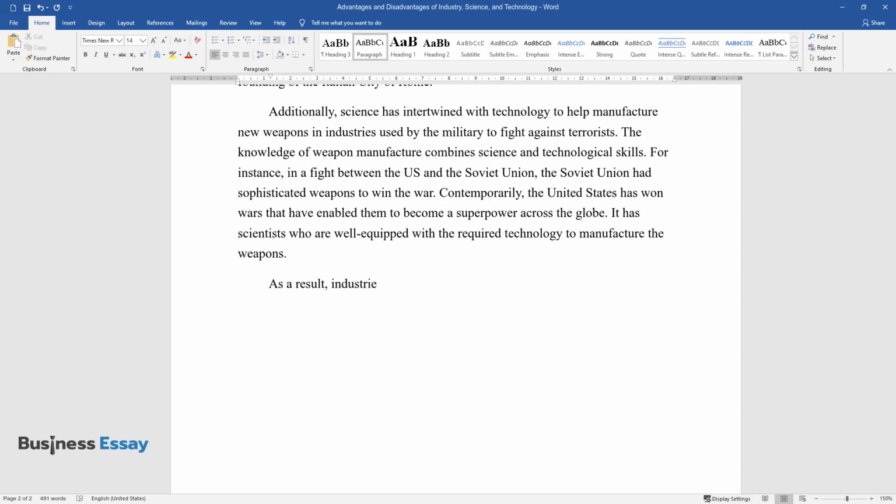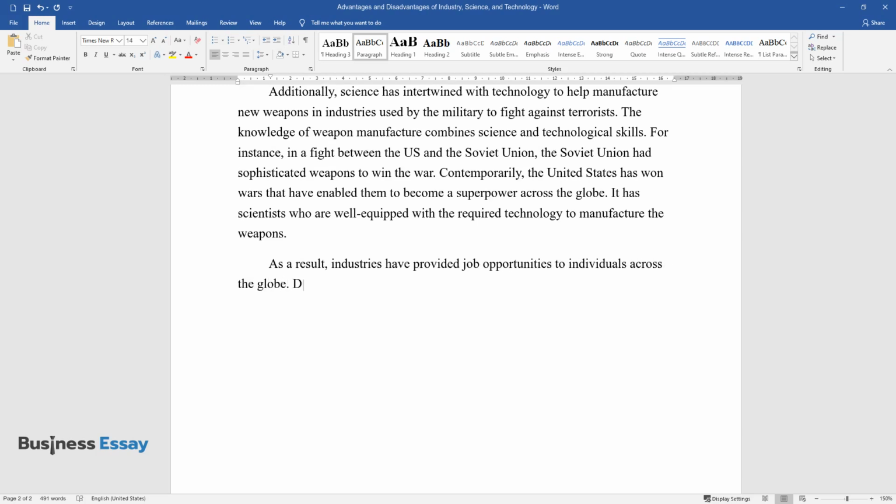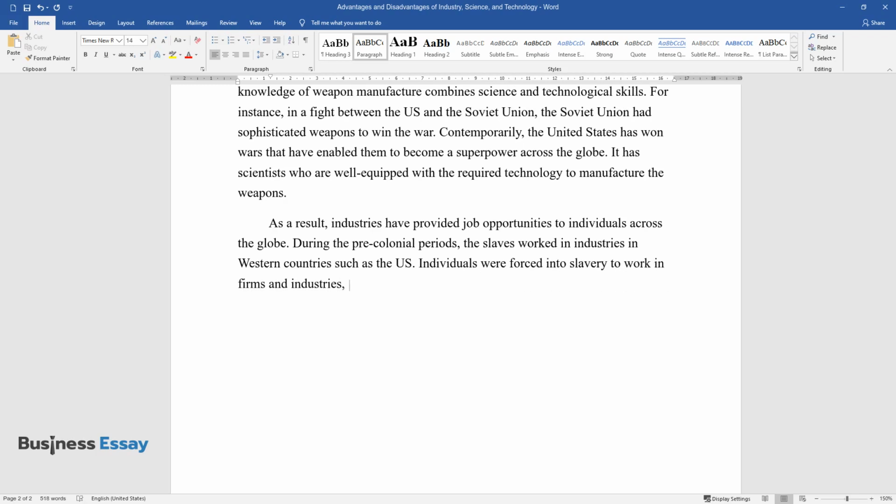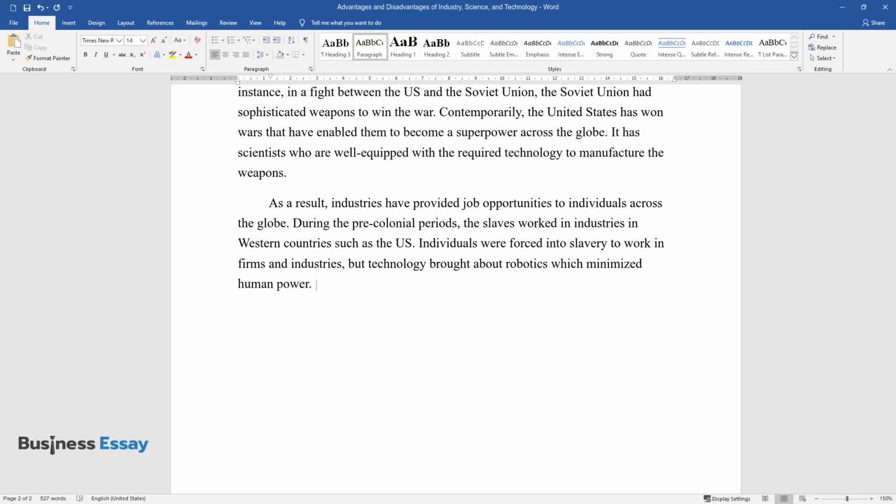As a result, industries have provided job opportunities to individuals across the globe. During the pre-colonial periods, the slaves worked in industries in Western countries such as the US. Individuals were forced into slavery to work in firms and industries, but technology brought about robotics which minimized human power.